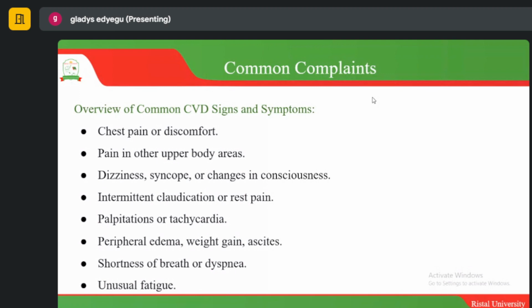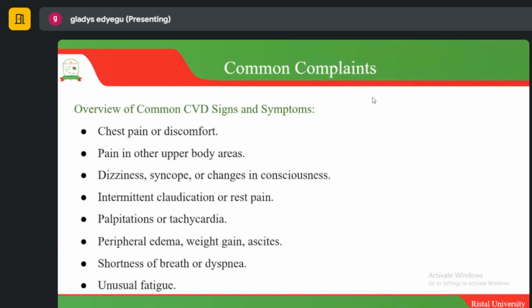Then also palpitations or tachycardia. Palpitations is basically the increased rate of the heartbeat. Tachycardia is when the pulse is greater than the normal range, and this is not normal. This shows like the heart is trying to compensate, the heart is trying to beat faster, which is not a good sign. And when a patient tells you of such a complaint, then you should start relating to a heart condition.